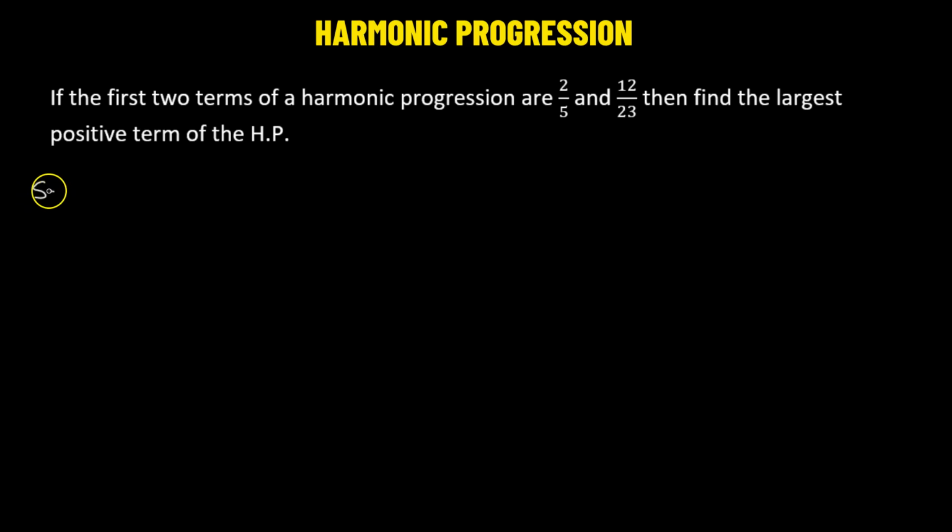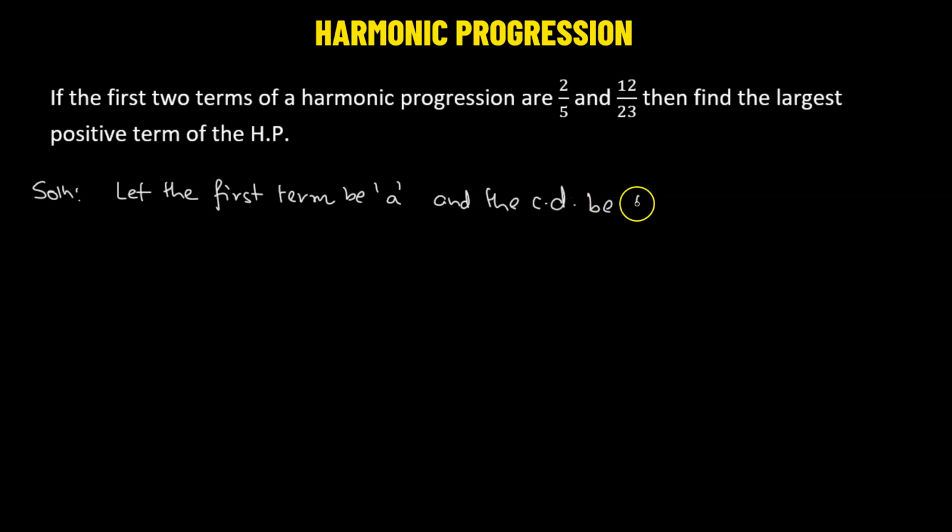So let us begin. Instead of starting with a harmonic progression, we'll start with an arithmetic progression. Let the first term be denoted by the letter A in lowercase, and the common difference, since it's an arithmetic progression, be denoted by the letter D in lowercase as well. Fine.